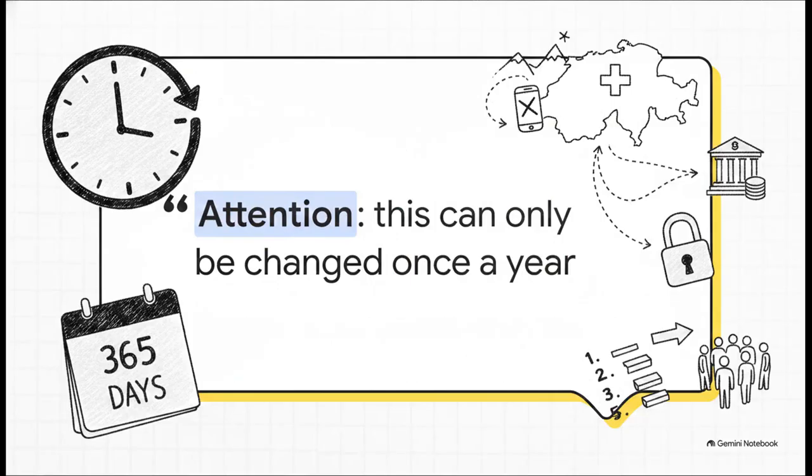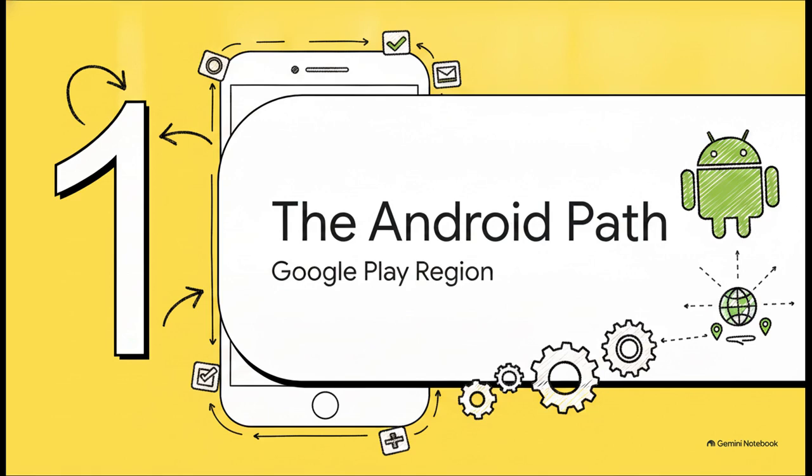Okay, check out this direct, unmissable warning straight from our source. Attention, this can only be changed once a year. Yeah, you heard that right. That is 365 days of commitment to your new region. If you change it over to Switzerland today but actually realize you need it set back to your home country for your primary banking app next week, well, you're pretty much out of luck until next year. That's exactly why you need to follow these upcoming steps super carefully so you don't make a costly mistake. But as long as you know for a fact that you need to be based in Switzerland for the long haul, the process is actually a breeze. All right, let's get to it.